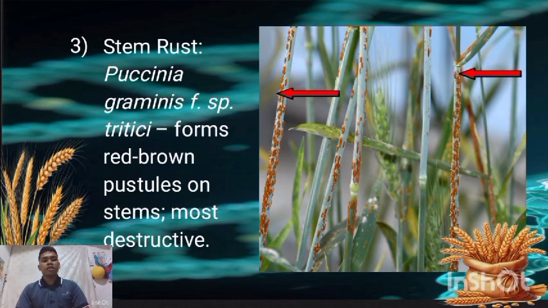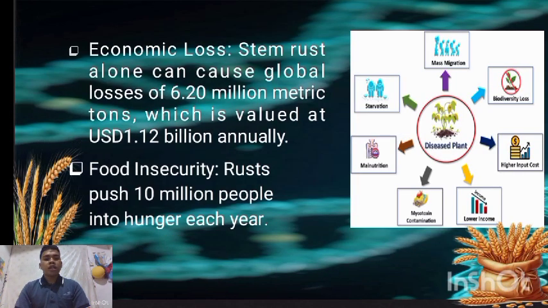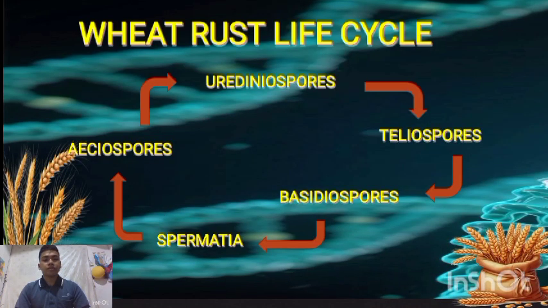Because of this, there is an economic loss. Stem rust alone can cause global losses of 6.20 million metric tons, valued at USD 1.12 billion annually. It reduces food production and threatens food security. Rust poses a risk of hunger to 10 million people.